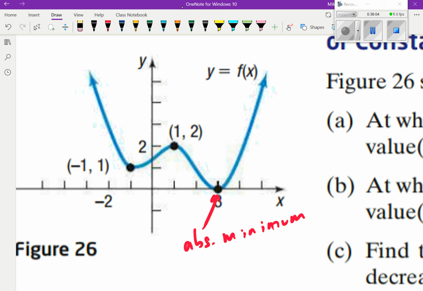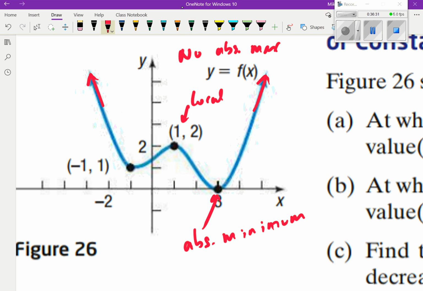If I take a look at the highest point on the graph, well, on the left, I keep on going higher. On the right, I keep on going higher. So I can't end up with a singular point that is the highest point on the graph. So I have no absolute max in this case. Our absolutes are the highest and the lowest. I can, however, have a local.